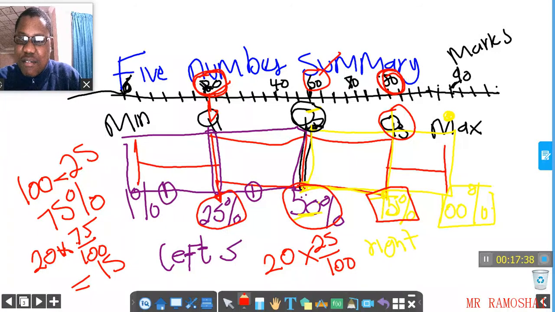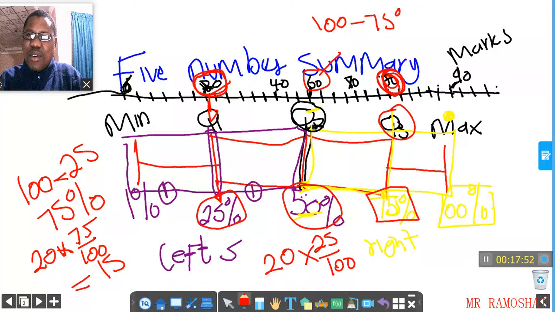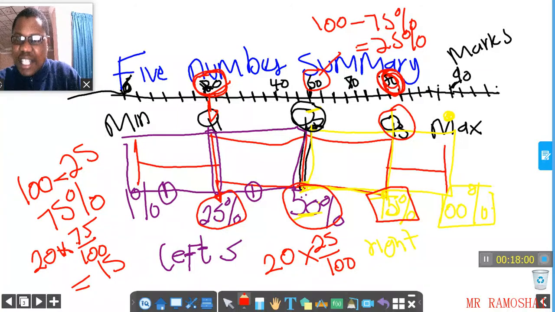It means 75% of the whole class got less than 80. So it's going to be 100 minus 75. What about the 25 that is remaining? It means the 25%. It means 25% got above 80 marks. This is how we interpret the box and whisker diagram.